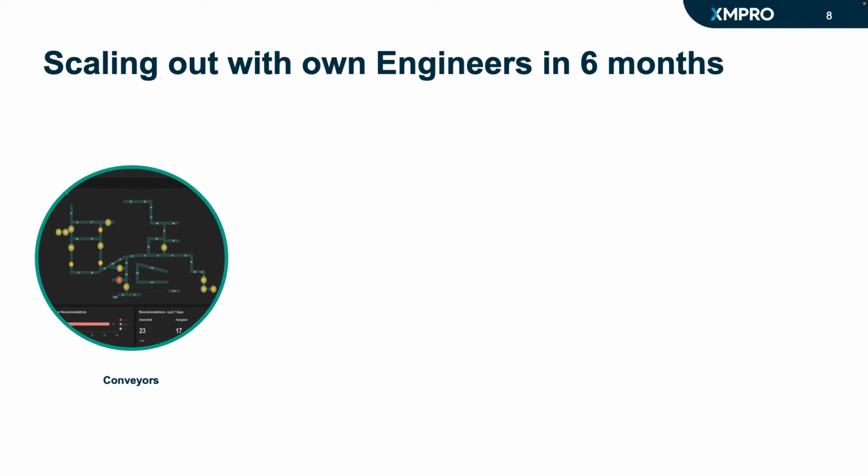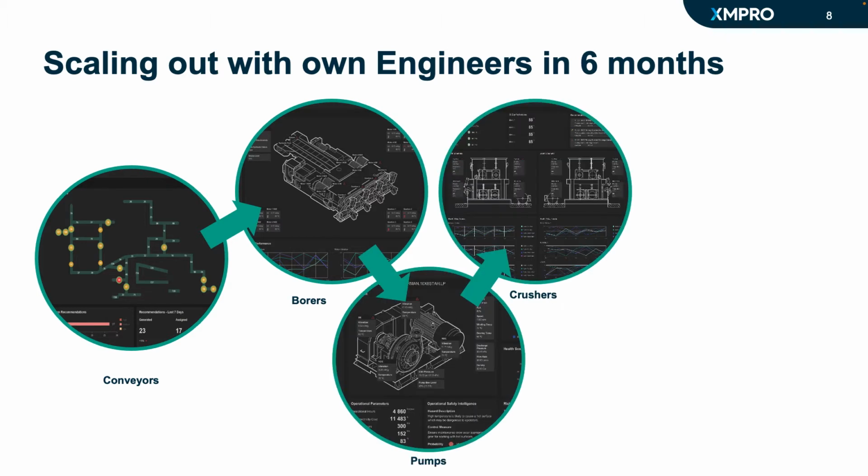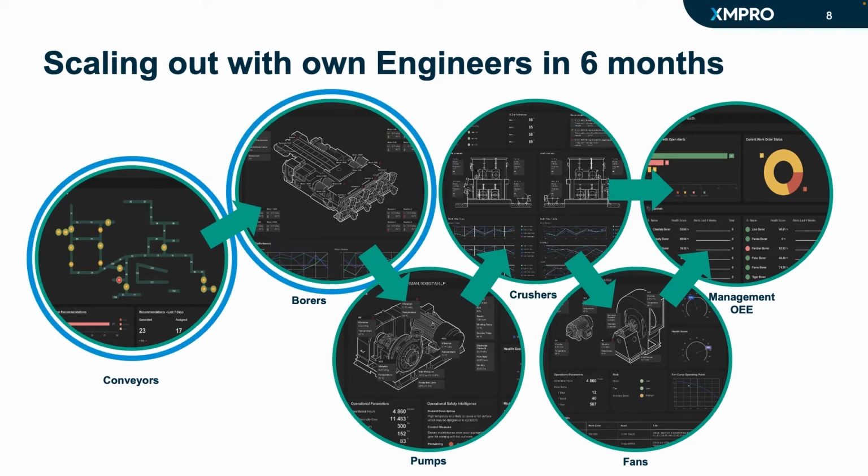Not only did they manage to address downtime of the conveyors for specific root causes, but they extended this common operating picture to underground borers. And in the following 6 months, they added pumps, crushers, fans, and some management OEE KPIs to the operating picture. With the XMPro Digital Twin Composition platform, they could add capabilities incrementally as they built out new event intelligence that the common operating picture provides. This includes adding computer vision to detect splice failure on the conveyors, for example.